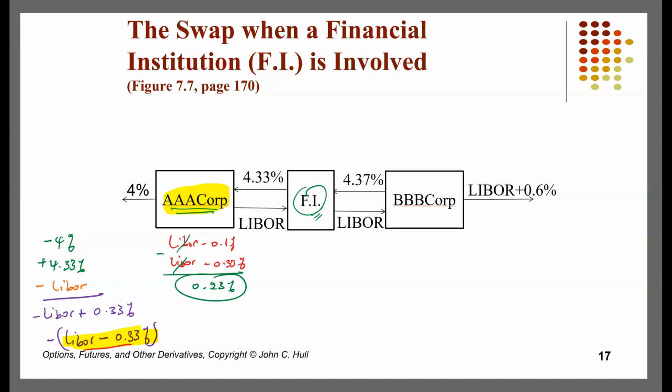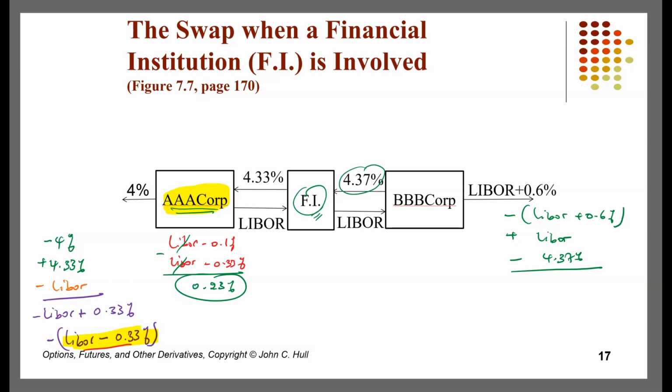How about triple B? Well, for triple B, something very similar, right? So triple B is going to have the following. Triple B is going to be paying LIBOR plus 0.6%, so it's going to be minus LIBOR plus 0.6%. And triple B is going to be receiving LIBOR from the financial institution, so it's going to be plus LIBOR. And triple B is also going to be paying 4.37%. That's going to be minus 4.37%. So the net here is going to be the following.